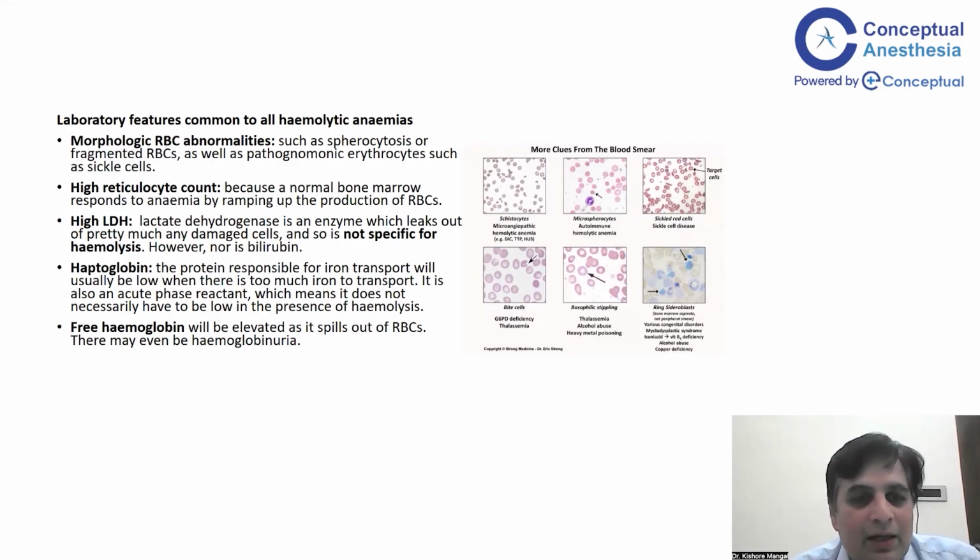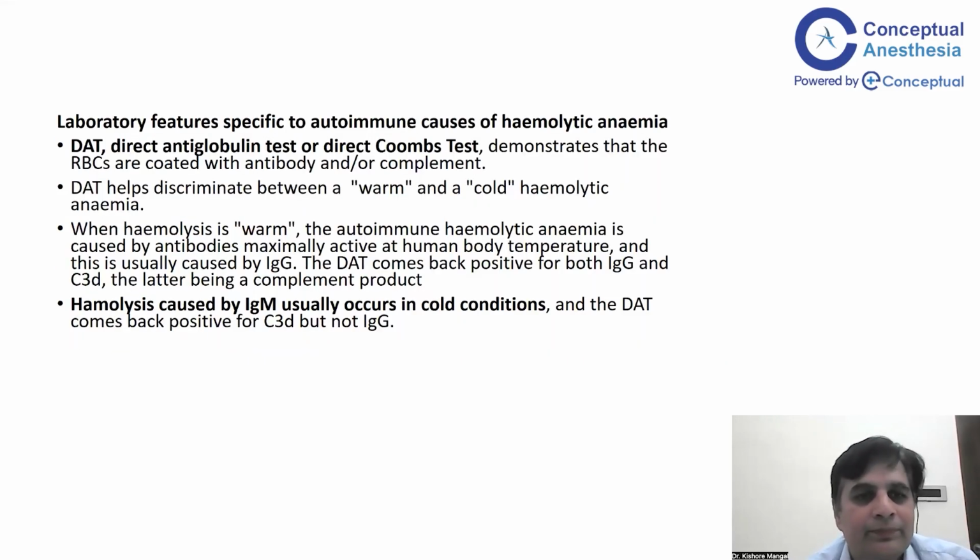Then the patient can have high LDH, although it is not a specific marker of hemolysis, but very commonly seen. Haptoglobin is usually low because hemolysis is leading to an increase in iron in the blood. So when the iron is very high in the blood, it has to be transported, so haptoglobin levels become reduced. You may also see free hemoglobin, and you can also see hemoglobinuria. These are all the signs of hemolytic anemia.